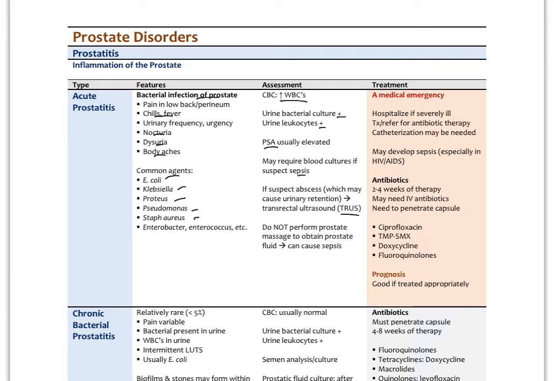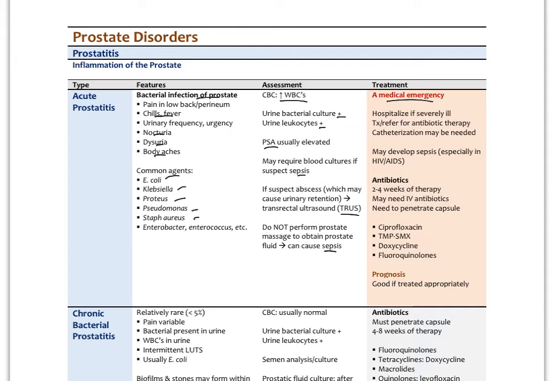In these patients, importantly, we should not perform a DRE, especially with any sort of prostate massage. Prostate massage is where you do the DRE, you massage the prostate to try to expel fluid, so that can be analyzed, so if there's pus or something. But this can actually cause sepsis, so we do not want to do that in these patients. This is considered a medical emergency.